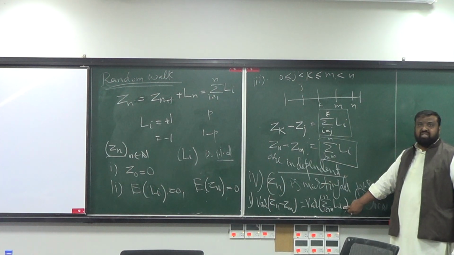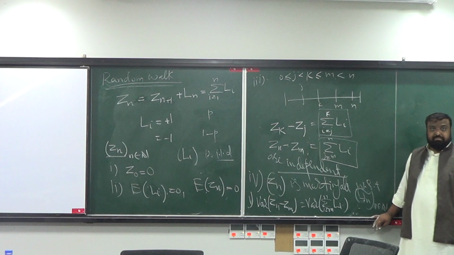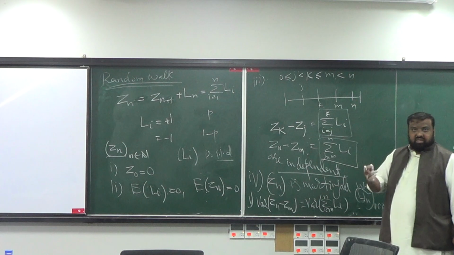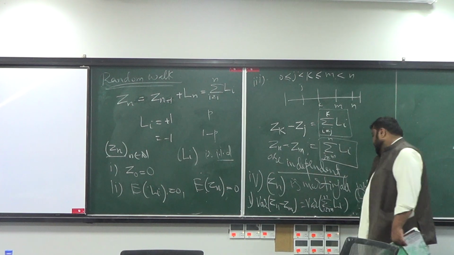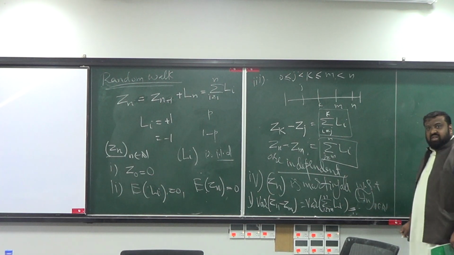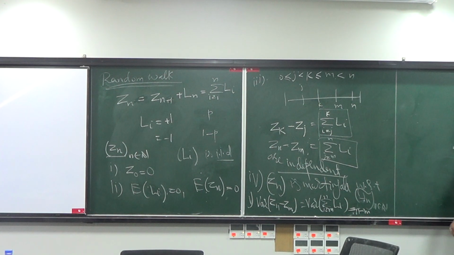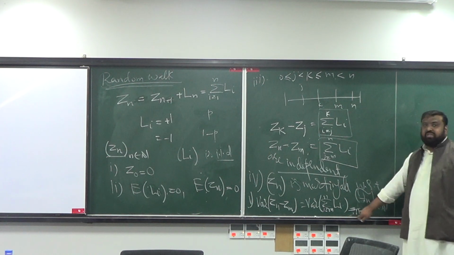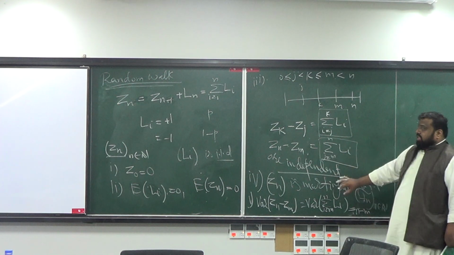Now all these are independent, so the variance of the sum is the sum of the variances. And what is the variance of each Li? It must be 1. So if the variance of each Li is 1, this must be n minus m. So the variance of your gains is precisely equal to the difference of the times between n and m. So this is about the random walk.